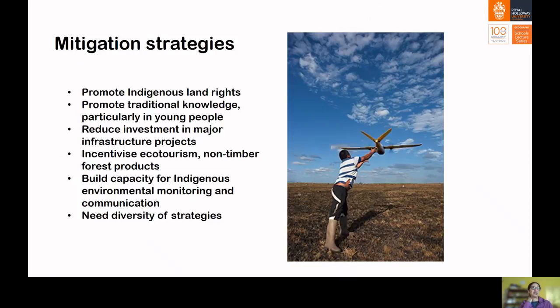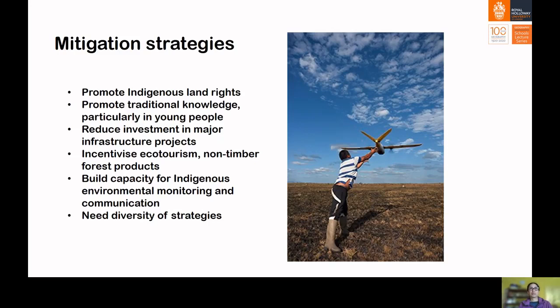So when we think about the mitigation strategies, what would be the best ways of trying to maintain this biocultural landscape in the context of some of those challenges? Well, I think the foremost, probably what everybody would say, and definitely the Indigenous communities would say, is to promote Indigenous land rights.